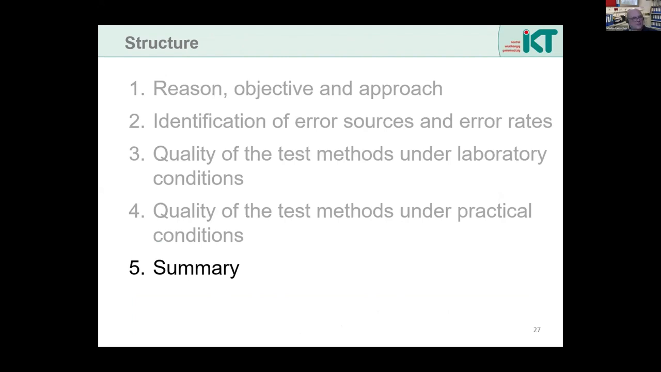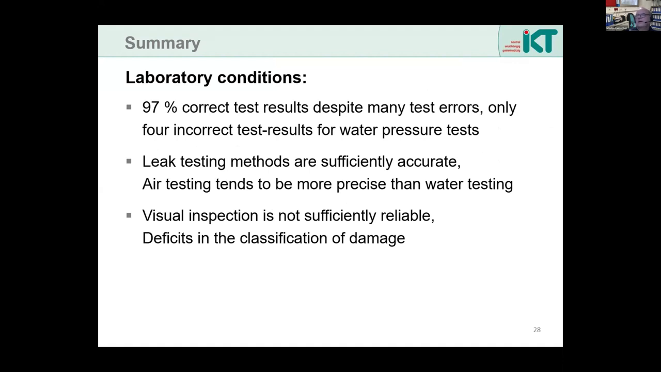Now I come to my short summary. Under the laboratory conditions, we have 97 correct test results, despite many test errors. Only 4 incorrect test results for water pressure tests. So it's a very high rate, and it's a very good result under laboratory conditions. The leak testing methods are sufficiently accurate. Air testing tends to be more precise than water testing.